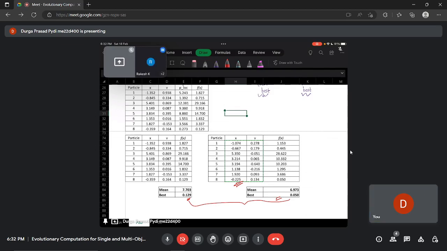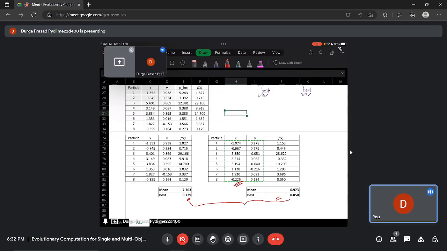If the design variables are more than 6, then this problem is there. Then maybe you can plot these values as a function of generation. So you can see how mean varies with generation and best varies with generation. Then you can see the difference between both of them.